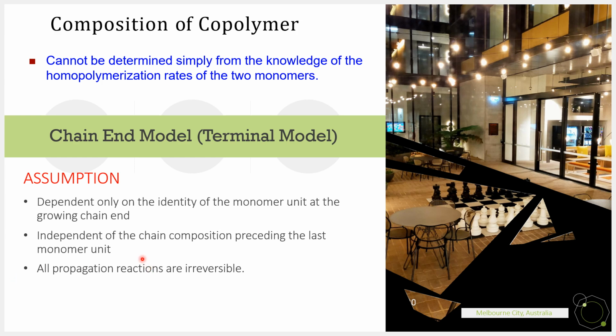So whatever we have in the rest of the monomer chain, it is independent. We only focus on the identity at the chain end. This means that the nature of the monomer unit at the end of the growing chain dictates how the chain will continue to grow, regardless of the monomers that make up the rest of the chain. Alright? And then the last one in the chain end model: all propagation reactions are considered irreversible. These simplifications allow for easier modeling of the polymerization process.